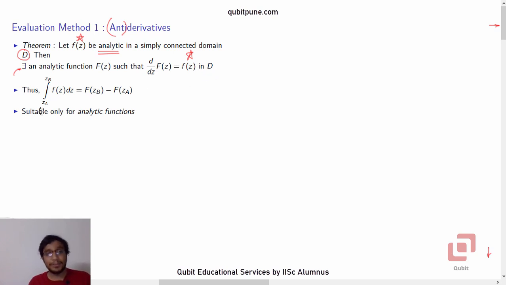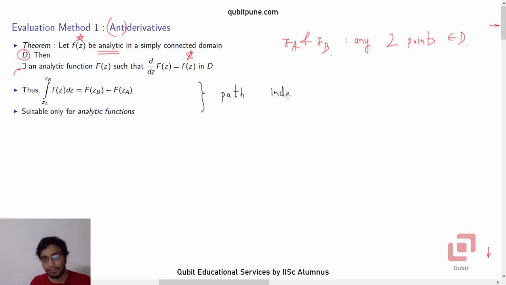Okay, which means if za and zb are any two points belonging to D, and if we have a path from za to zb in D, then we can actually use the antiderivative formula to find the value of the definite integral from za to zb, and this also implies the path independence of the integral.